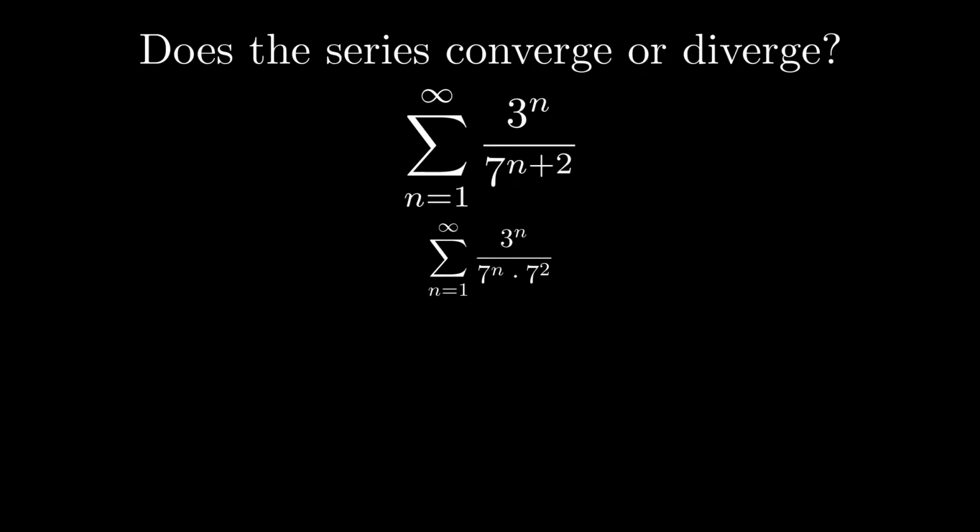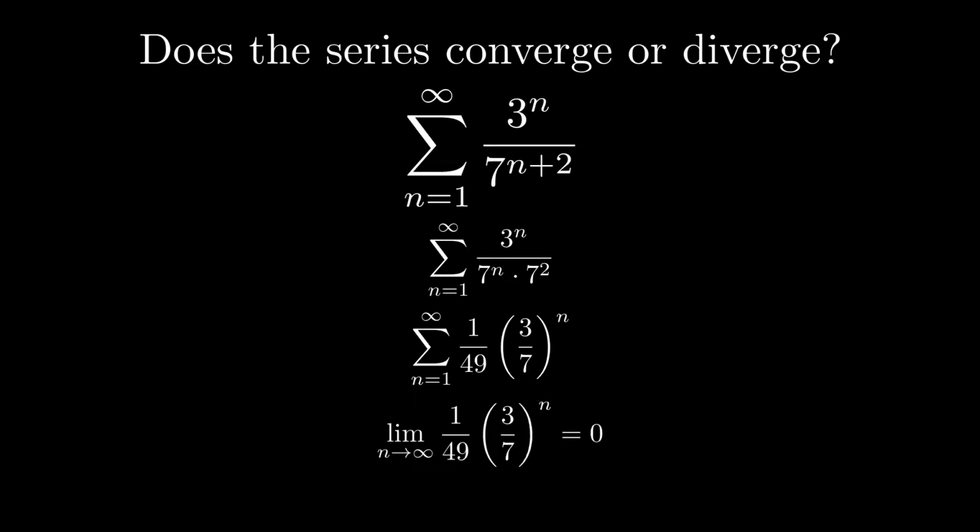Now let's look at an example. The series 3 to the power of n divided by 7 to the power of n plus 2. Does this series converge or diverge? Well, let's write 7 to the power of n plus 2 as 7 to the power of n times 7 squared. And then we can bring the 1 over 7 squared out to get 1 over 49 times the series of 3 over 7 to the power of n.